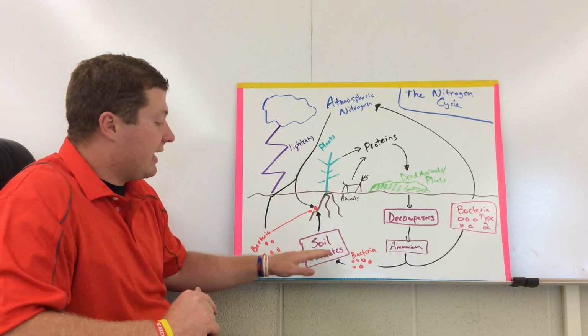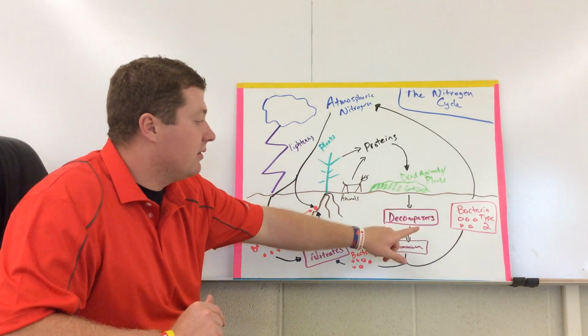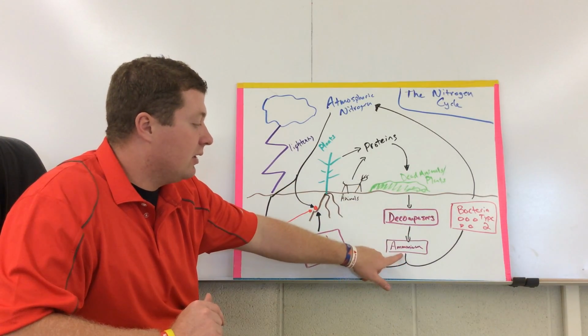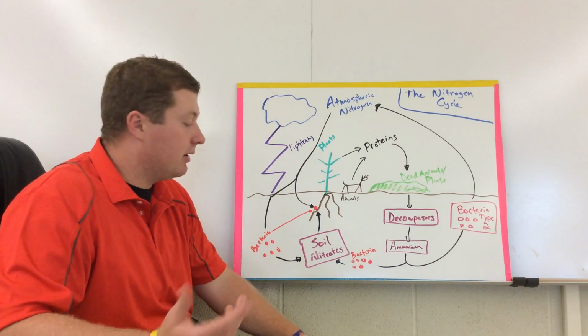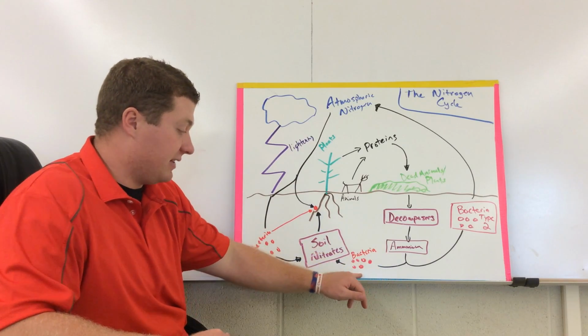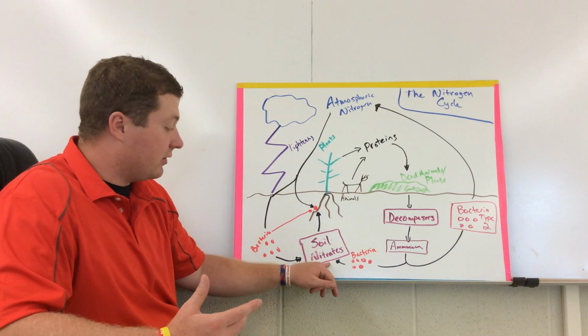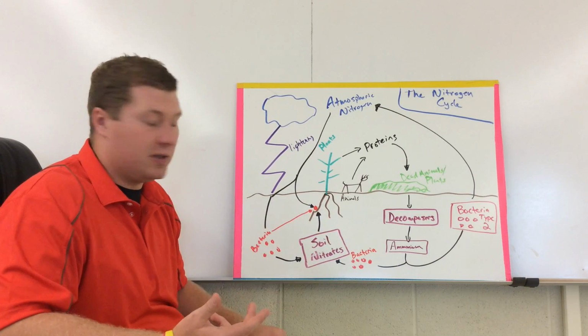Another way that it might get to this point is dead animals or plants get decomposed, which produces ammonium, which is similar to ammonia, a very similar compound. That then gets passed into some bacteria, which also changes it back into nitrates, which allows the plant to absorb it and use it.